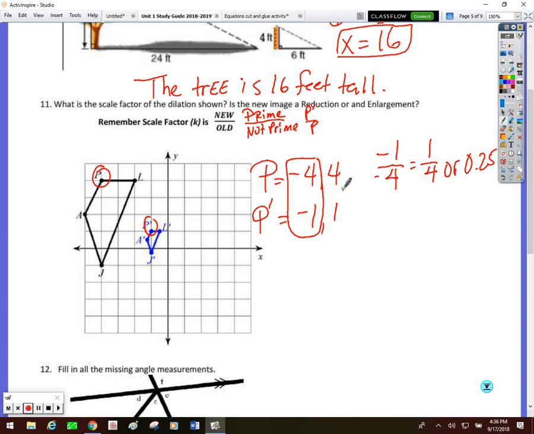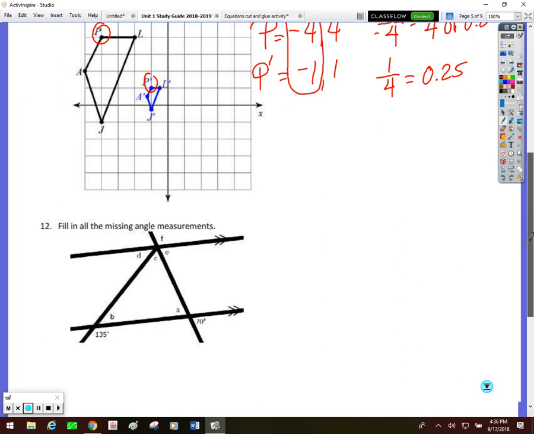Let's check the Y coordinate just to be safe, because remember my scale factor has to be the same. Well, that's as far as it'll go, 0.25. So you'll see either one of those as your answer choices. Usually it'll be a fraction still, sometimes it'll be that decimal. And since we talked about this before we get any further, what was that word? Good, you guys remember the word reduction. Okay, it got smaller.